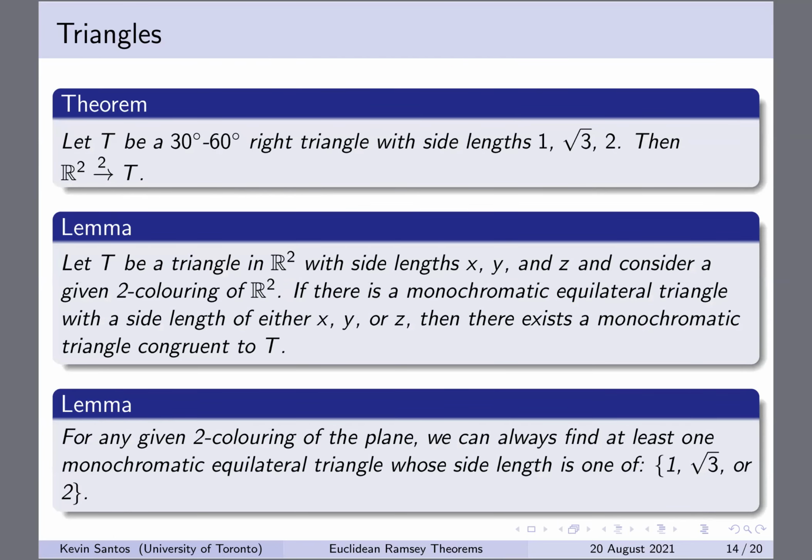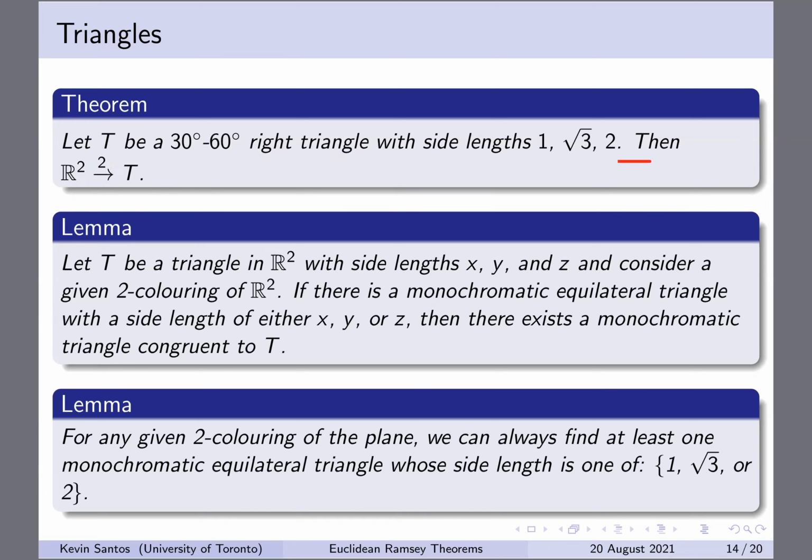Now let's ask the next question, which would be about triangles. Can we always find a monochromatic triangle who's congruent to a given triangle for any 2 coloring of the plane? Well, it turns out that that's true for the 30-60 right triangle with side lengths 1, root 3, and 2. And with this triangle, no matter how we color the plane using 2 colors, we can always find a monochromatic triangle congruent to that triangle T.